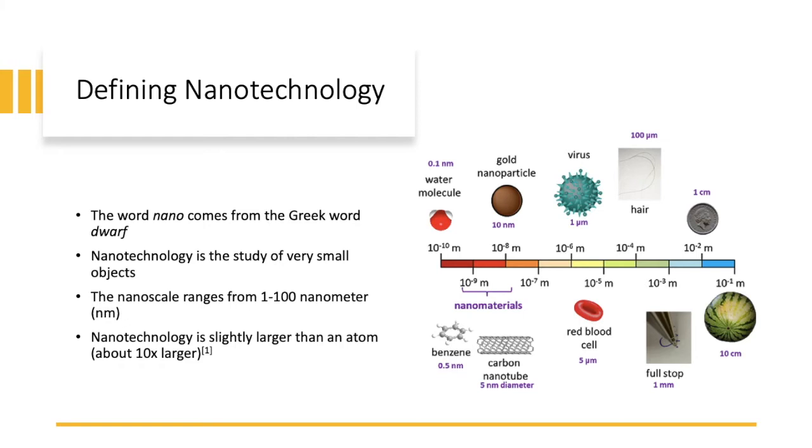On the very far right, we can see a watermelon is about 10 meters across, and then we get to a quarter, down to a pen, down to a hair, a red blood cell, a virus, and all the way down. We can see toward the microscopic a gold nanoparticle, a carbon nanotube, a benzene molecule, and then finally down to a water molecule that's about 10 to the negative 10 meters. As you can see, these objects can get very small very quickly.